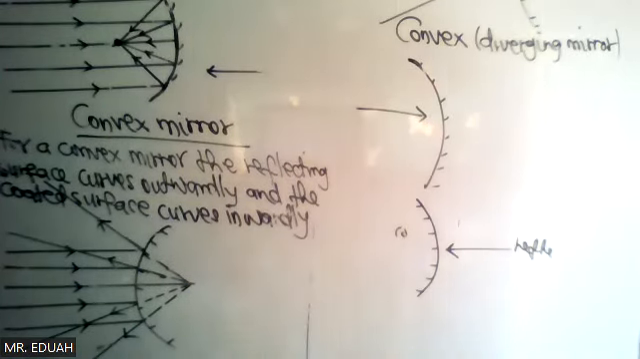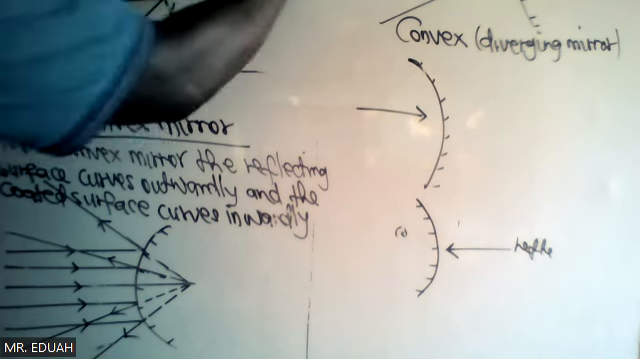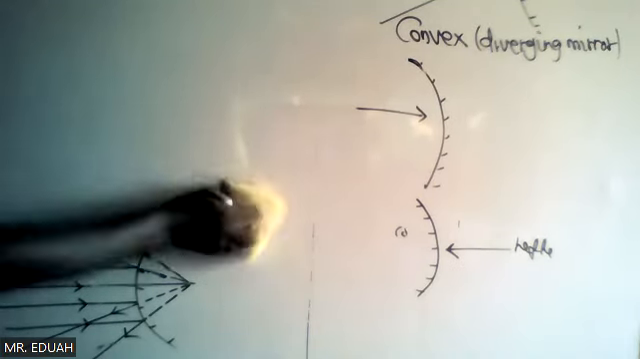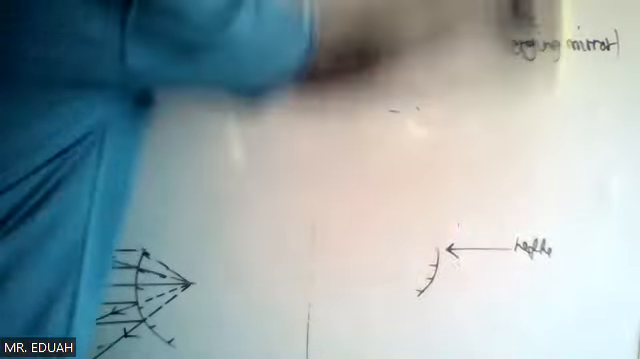Uses of mirrors. I was talking about plane mirrors. Plane mirrors are used as dressing mirrors, shaving mirrors, and also in designing mirror periscopes. So we're basically talking about uses of mirrors, but I started with plane mirrors. Those three examples were mentioned for plane mirrors.